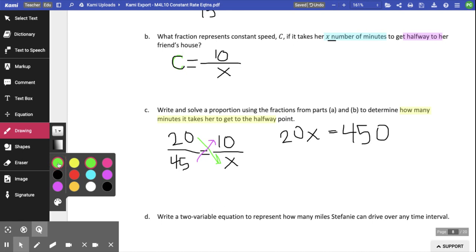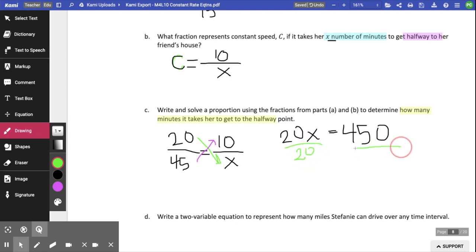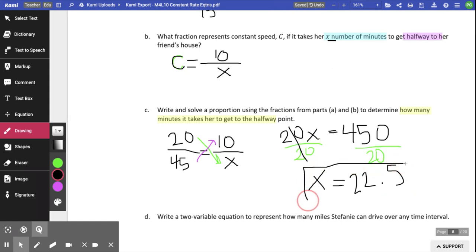So what I'm going to do is, since x has a coefficient here of 20, I'm going to divide that 20 away. Remember, 20x means 20 times x. So we need to break that multiplication with division. Okay, and 20 divided by 20 here is 1. 1 times x is x. Remember, the 20s cancel, so we're just left with x is equal to 450 divided by 20. I'm going to take my calculator and type in 450 and divide it by 20, and I get 22.5. So 22.5 equals x.